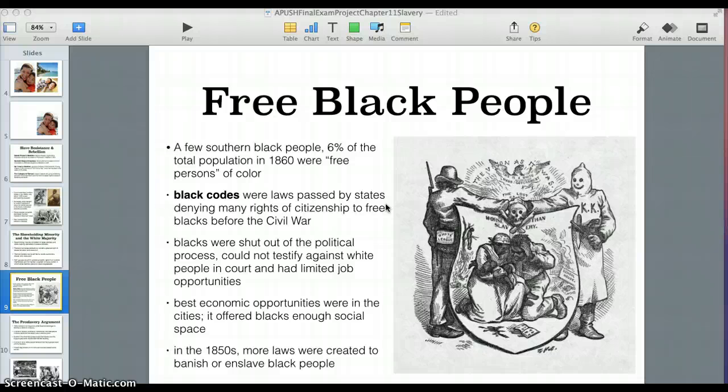In the 1850s, more calls were made for laws to banish or enslave free black people. For example, Arkansas passed such a law in 1859, and similar bills were proposed in Florida, Tennessee, Mississippi, and Missouri to put black people where they thought they belonged.